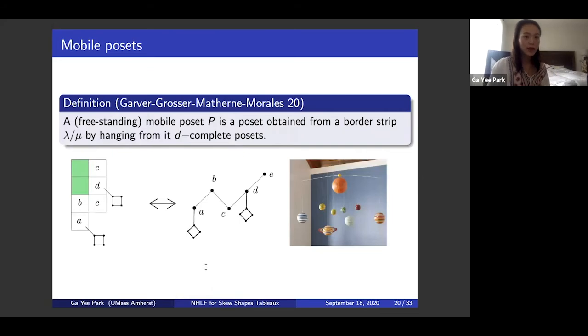So mobile was defined by Garber, Grosser, Mathern, and Morales. It's a poset obtained from a border strip lambda over mu by hanging D-complete posets to it. So as you can see, this is a border strip, and you hang all these D-complete posets, like Young diagrams, to this strip.